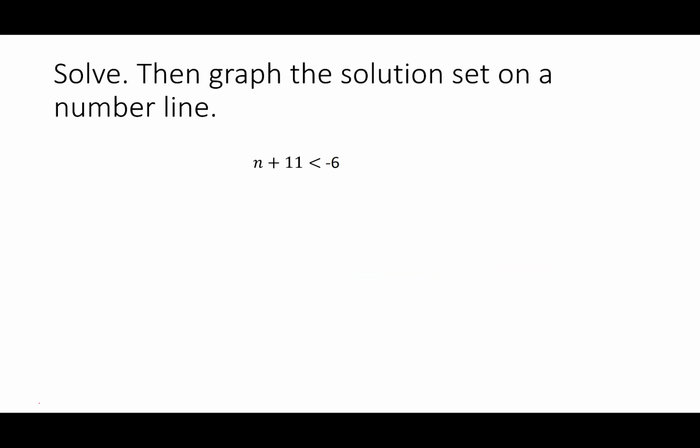Again, we're asked to solve and graph the solution set on a number line. The process is the same. Using inverse operations, we isolate the variable. So n is less than negative 17. So I'm going to sketch a number line. Negative 17 lives over here. So this is less than. Less than gets open. And we're going to shade everything smaller than negative 17.